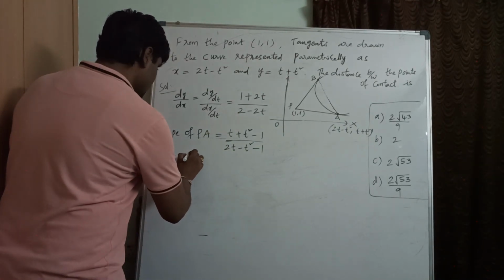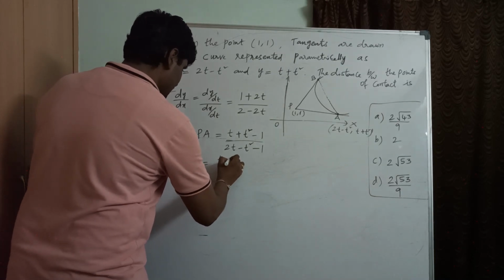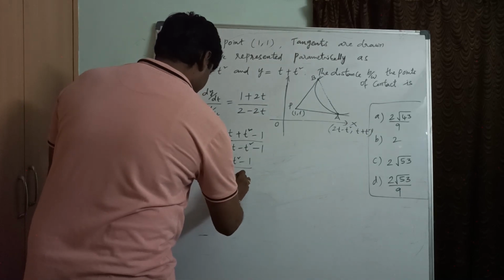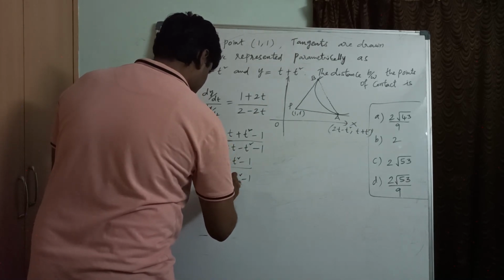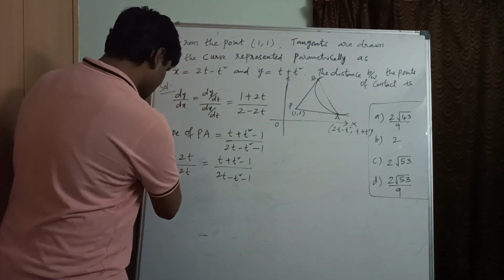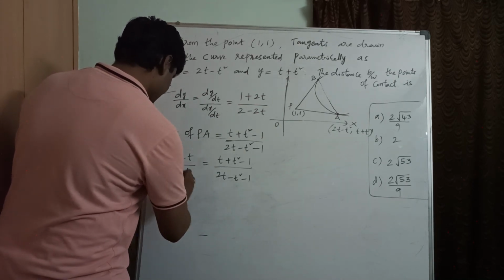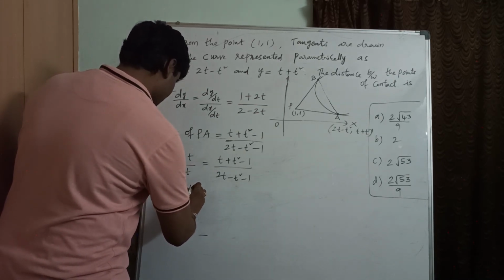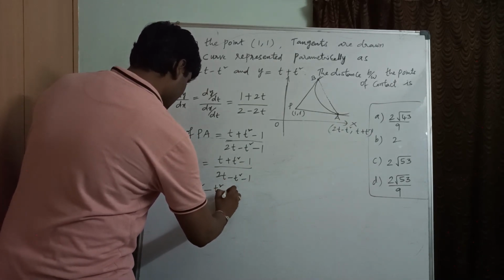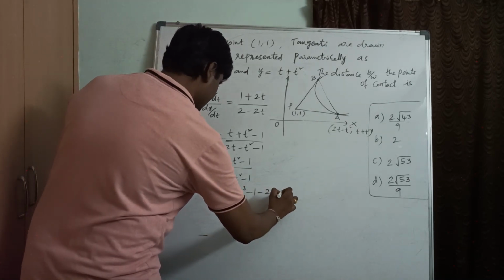So (1 + 2t)/(2 − 2t) equals (t + t² − 1)/(2t − t² − 1). Okay? So now let us equate these. So what will you get? Cross multiply there. If you cross multiply, 2t, okay, so plus 4t², now minus t² minus 2t³, okay, minus 1 minus 2t, cross multiply.